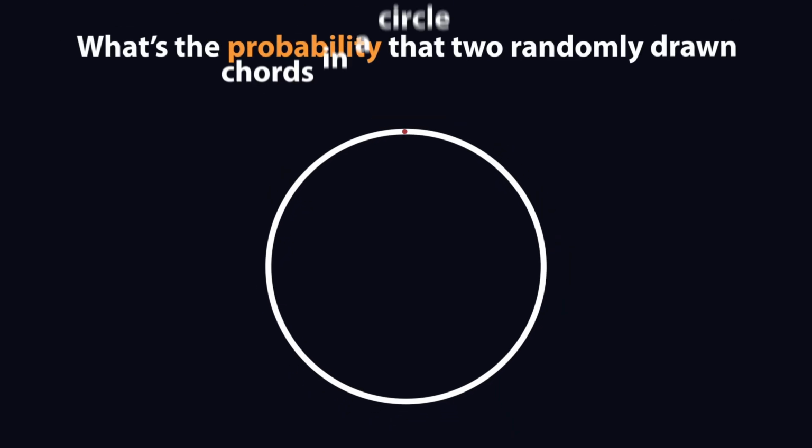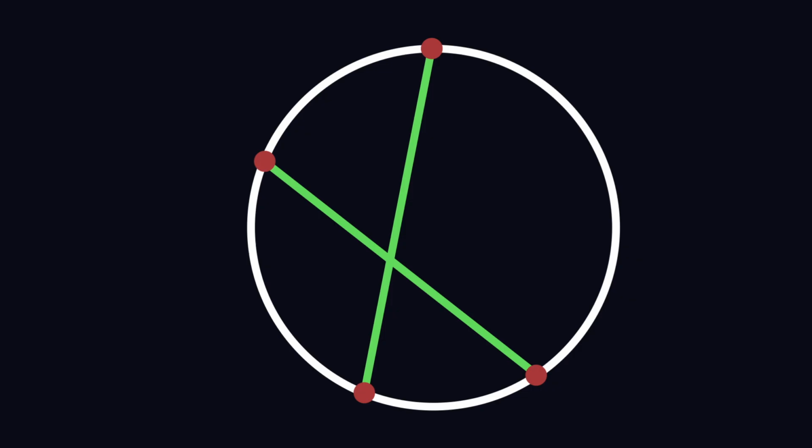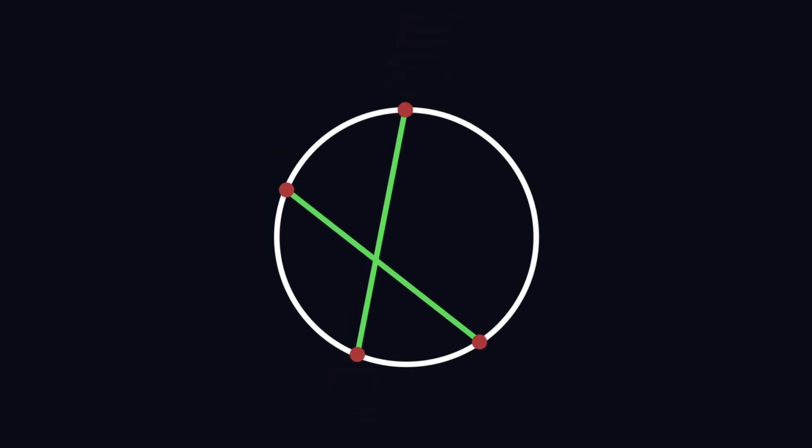Here's a simple yet surprisingly tricky question. What's the probability that two randomly drawn chords in a circle intersect? A random chord is formed by selecting two random points on the circle's circumference and connecting them with a straight line. Now, imagine drawing two such chords.